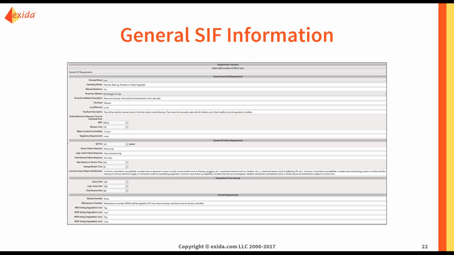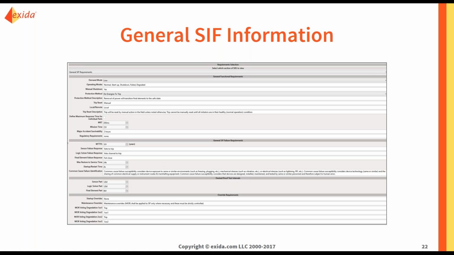Then in exSILentia, we move on to the general SIF information. Again, this is blanketed for all SIFs. Once this is filled in, you can, with the push of a button, simply transfer this information to each specific SIF. Now, if it doesn't apply to all SIFs, you can transfer it over and override as needed. But this helps to keep this from being a typing exercise. Hopefully it saves you some time.